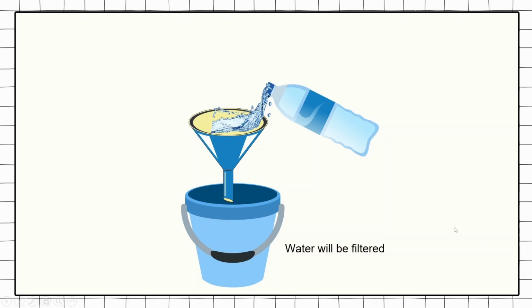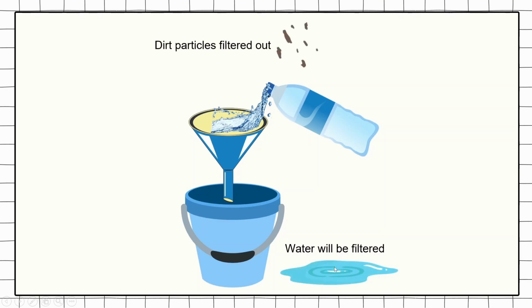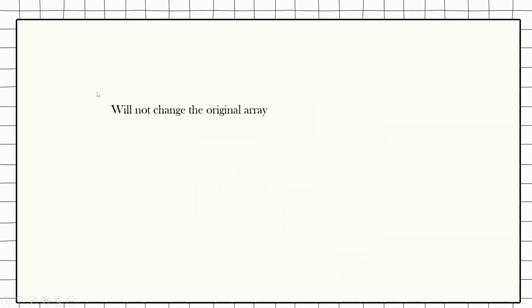After this, what happens? Water will be filtered and only water will be collected inside this bucket. So I will have only water. Whatever dirt particles I am having, that will be filtered out. I can easily throw them once I am able to segregate my water from this dirt particle. This is what filter method will be doing. Using filter, we are just going to filter our array. And it is not going to change our original array.